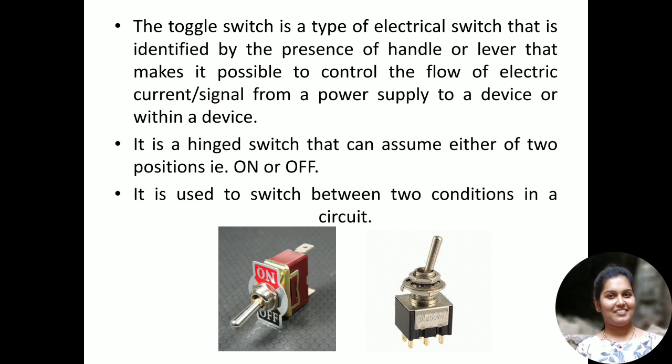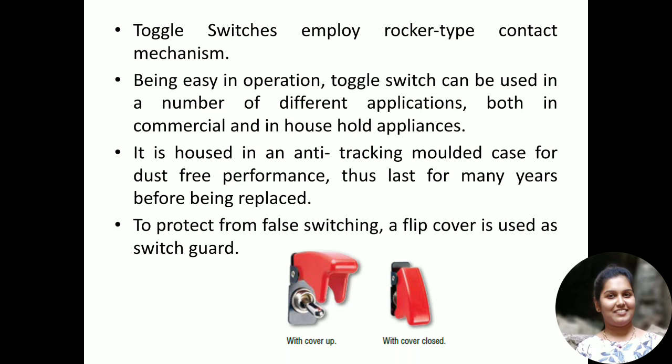Okay, this is very much similar to that one, but the common or basic identification mark for the toggle switch is the handle that is on the top of the switch. This toggle switch is used to switch between two conditions in a circuit, and we know that the two conditions are the on condition and the off condition.